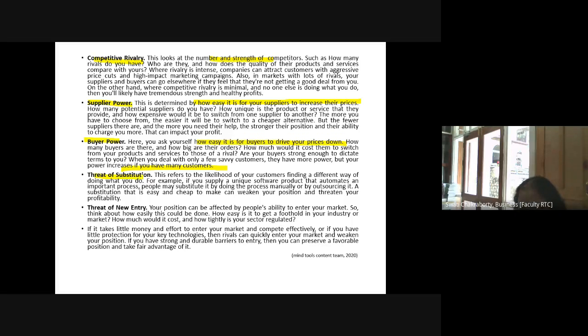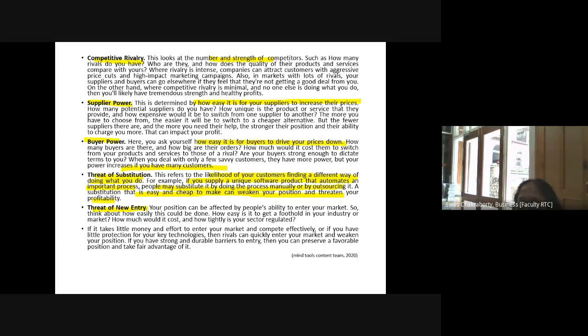Threat of substitution. This basically refers to the likelihood of your customers finding a different way of doing what you do. For example, if you supply a unique software product that automates an important process, people may substitute it by doing the process manually or by outsourcing it. Substitution, which is easy and cheap to make, can weaken your position and threaten your profitability.